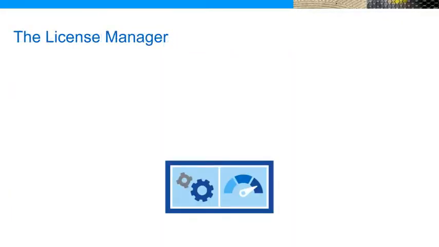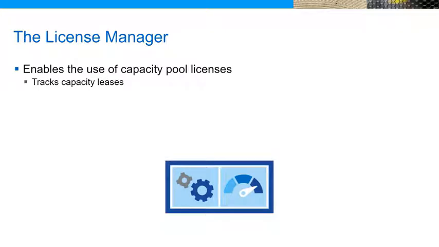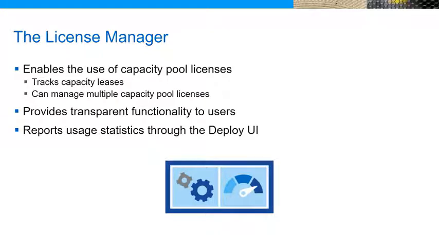To manage flexibility, each ONTAP Select Deploy VM incorporates a license manager service that automatically keeps track of allocated capacity whenever a node creates or modifies an aggregate. The License Manager service can manage multiple capacity pool licenses at the same time. For administration purposes, the License Manager service reports pool usage information through the Deploy UI.